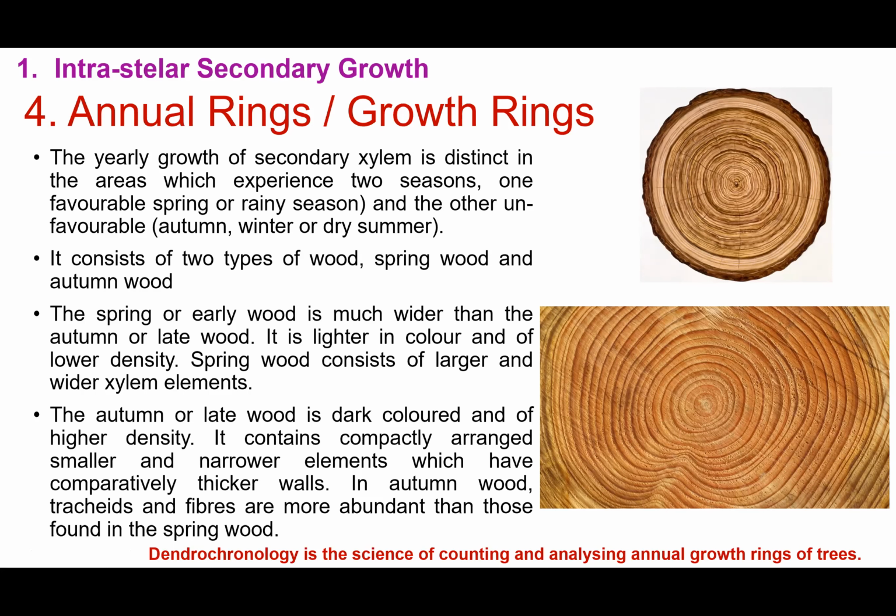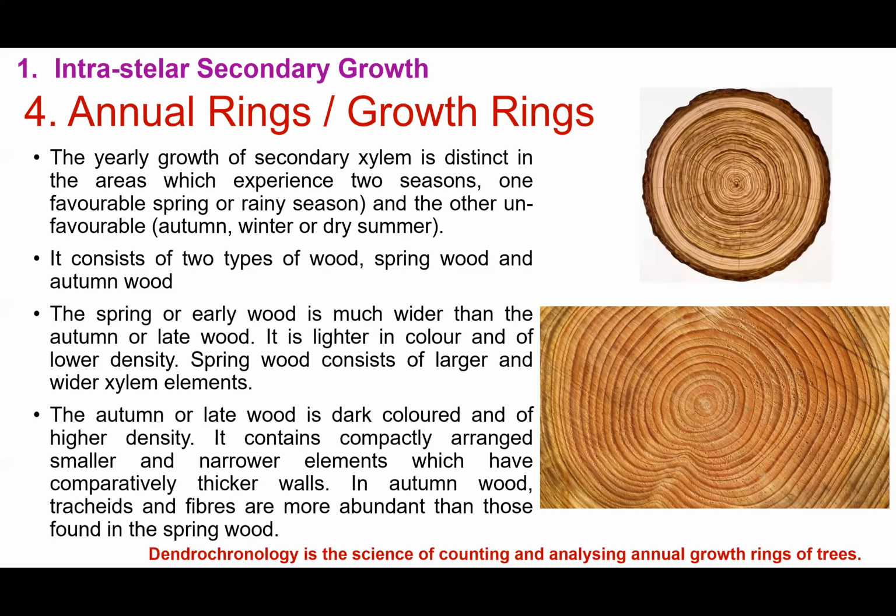Okay, when you look at the autumn or late wood, it is dark brown in color, and it is more compact and dark, higher in density. That is, the number of pores is less, it is more closely and compactly arranged, and your tracheids and vessel elements are much smaller and narrower with thicker walls. Okay, so this is the difference between your spring wood and autumn wood.